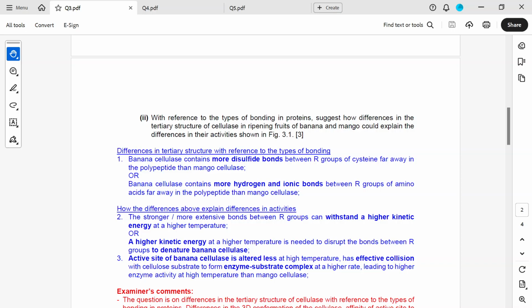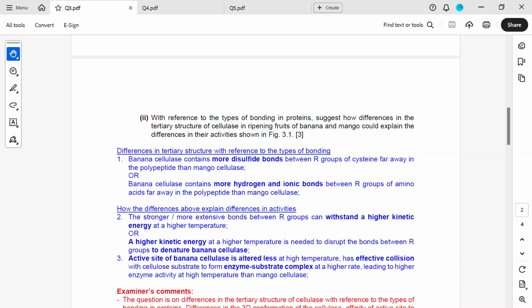Okay, so the banana cellulase obviously is a bit more stable at higher temperature since it has a higher optimum temperature, meaning it denatures at a higher temperature, past 70 degrees Celsius compared to the 60 degrees Celsius for the cellulase from mango. So we are looking for how the types of bonding in the tertiary structure give rise to this higher stability at high temperature. So the most obvious or the best answer would be that the banana cellulase has more disulfide bonds, which we know are not disrupted by high temperature, in the tertiary structure.